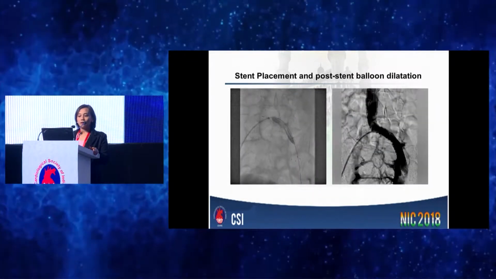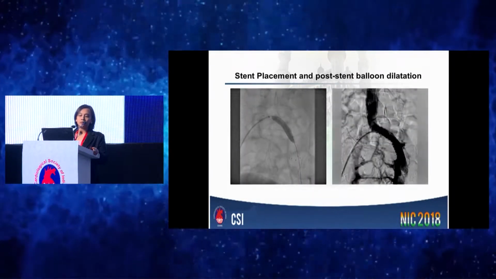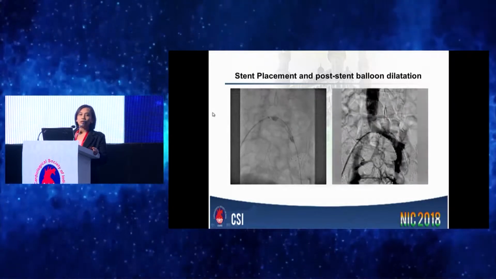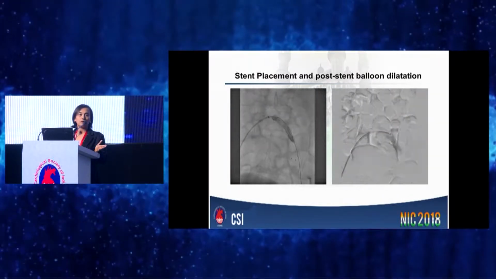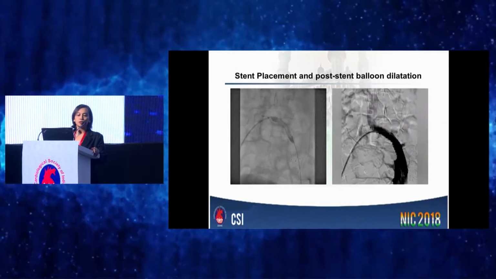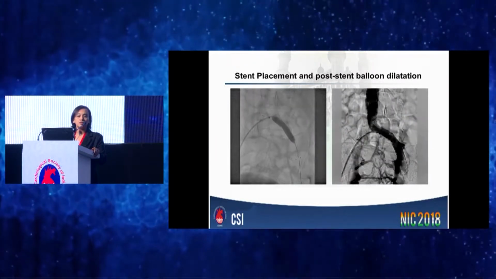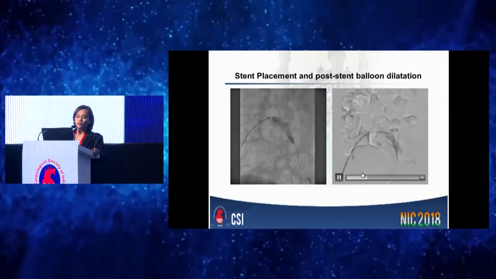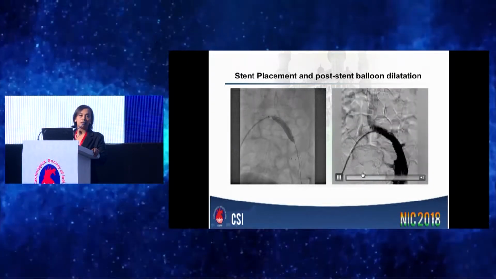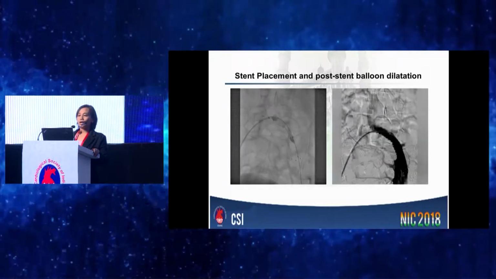So after the stent placement, since we saw a slightly unsatisfactory result of the flow after the dilatation, we performed post-dilatation again using a similar balloon. And after the final venography, we saw a very good, satisfactory result of the left common iliac vein flow up into the IVC.